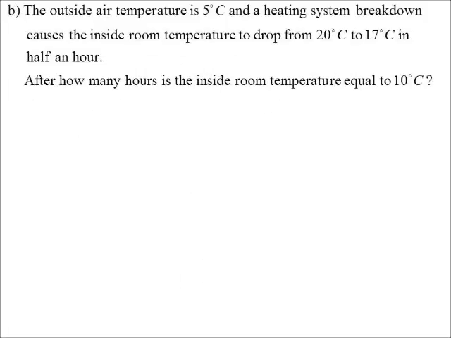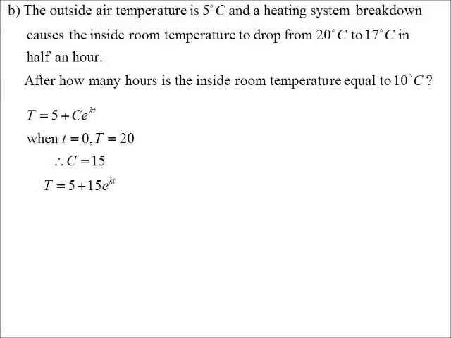Okay, now that we know it satisfies. Outside air temperature is 5 degrees. Oh, it's pretty cold, isn't it? Heating system breaks down, oh no. So the room temperature drops from 20 to 17 in half an hour. After how many hours will it drop to 10? Okay, T will equal 5 plus C e to the KT. 5 is going to be that outside air temperature where we've shifted that asymptote to. It's never going to drop below 5, the outside air temperature.